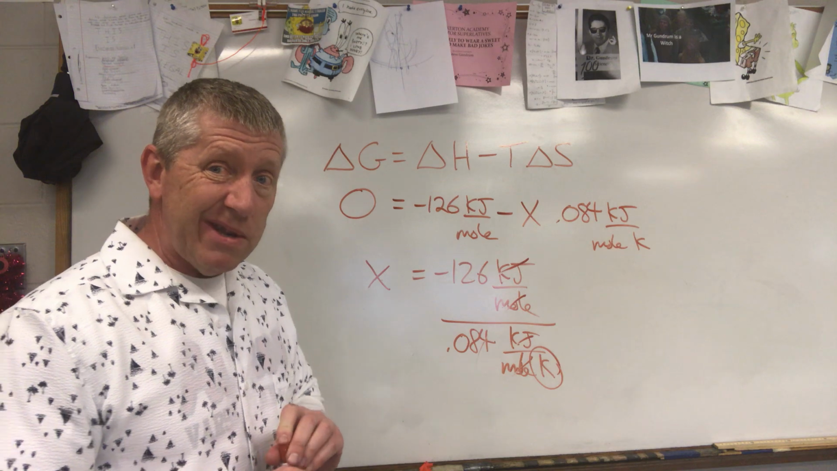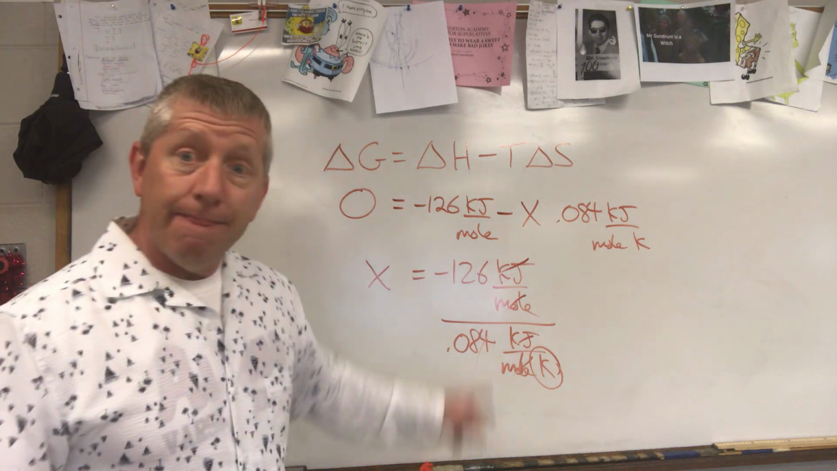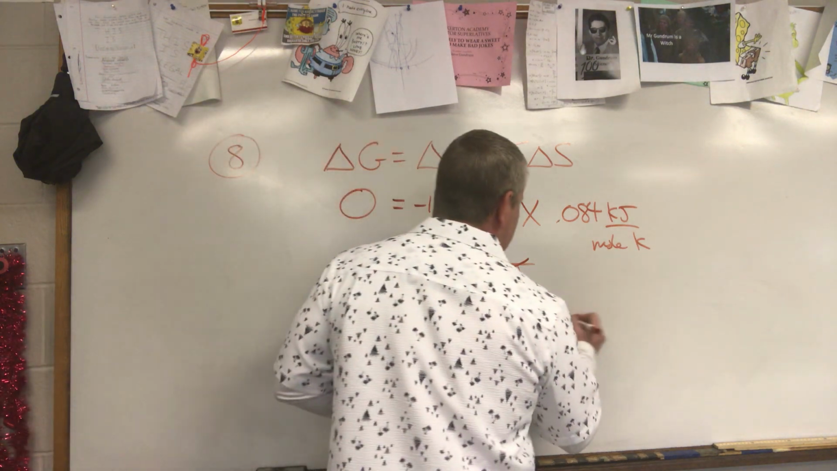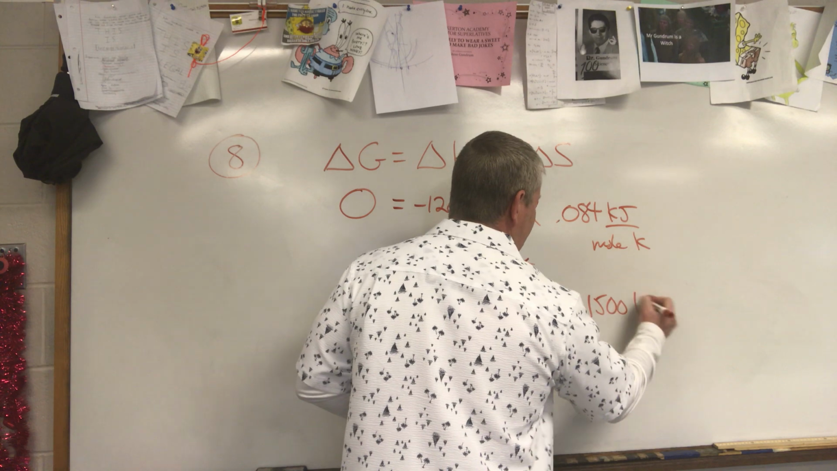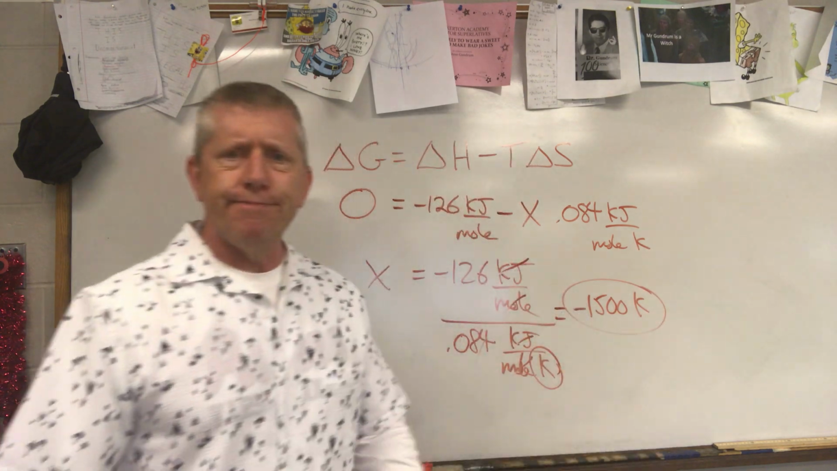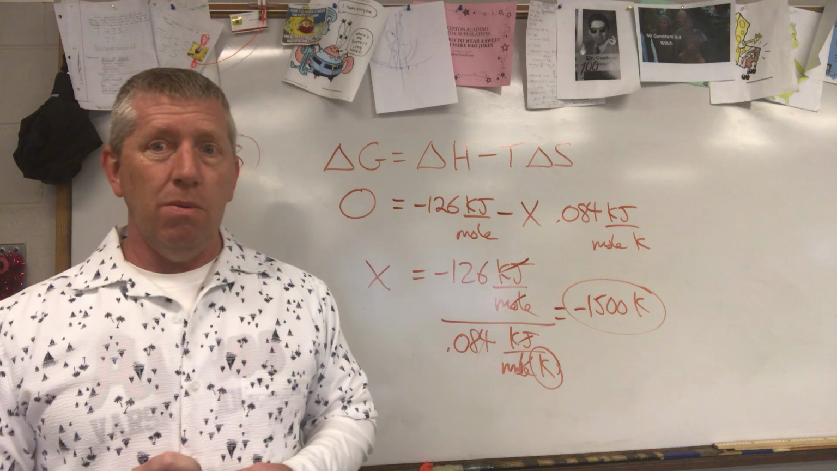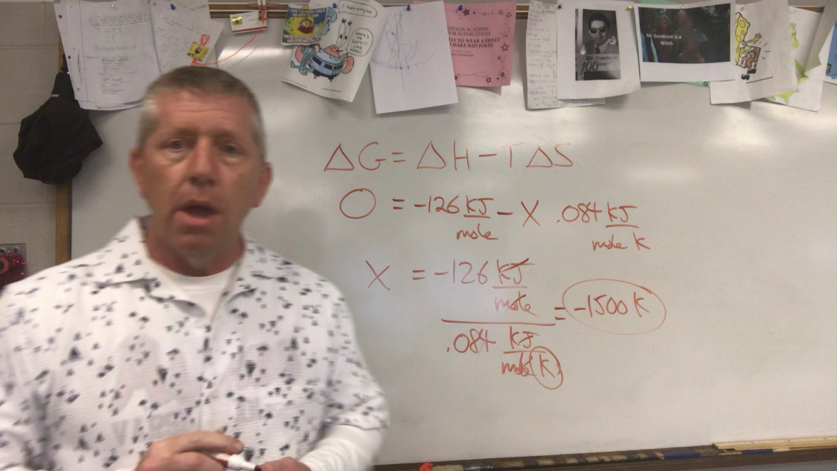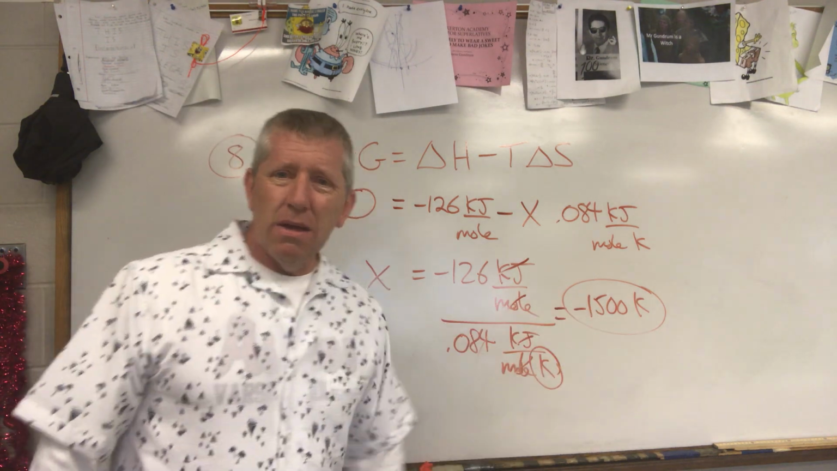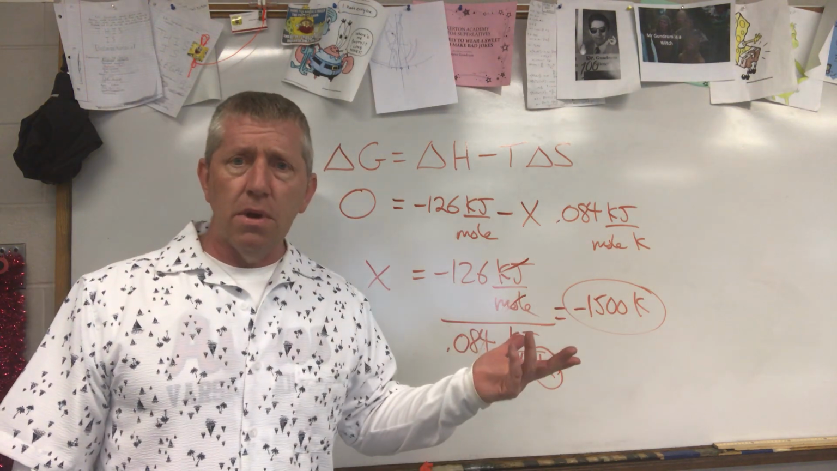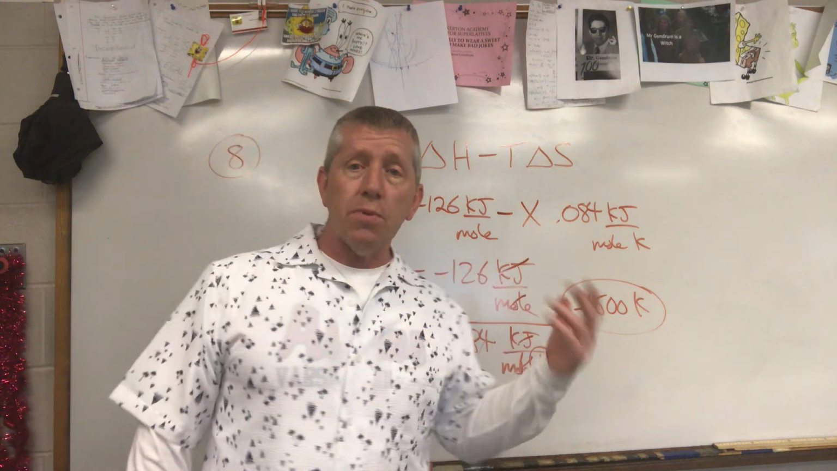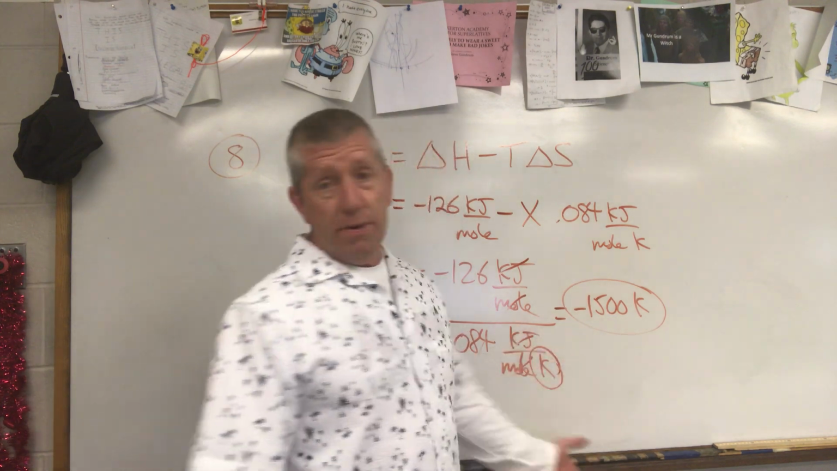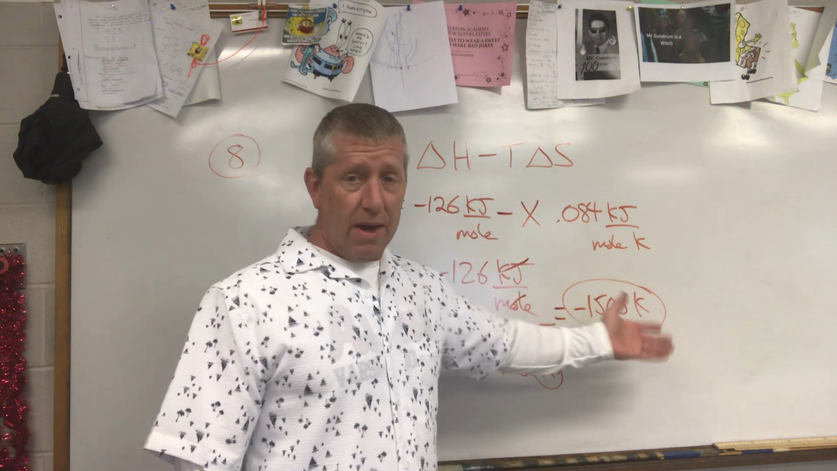Get an answer. Go ahead, divide. Take that, divide it by that. You divide a negative by a positive, you get a negative. You will get negative 1,500 K. Doesn't ring a bell for you? Doesn't make you go, what? Negative K? It's nonsensical. There is no such thing as negative K. So what this means is that this reaction becomes spontaneous at anything greater than negative 1,500, which doesn't exist.